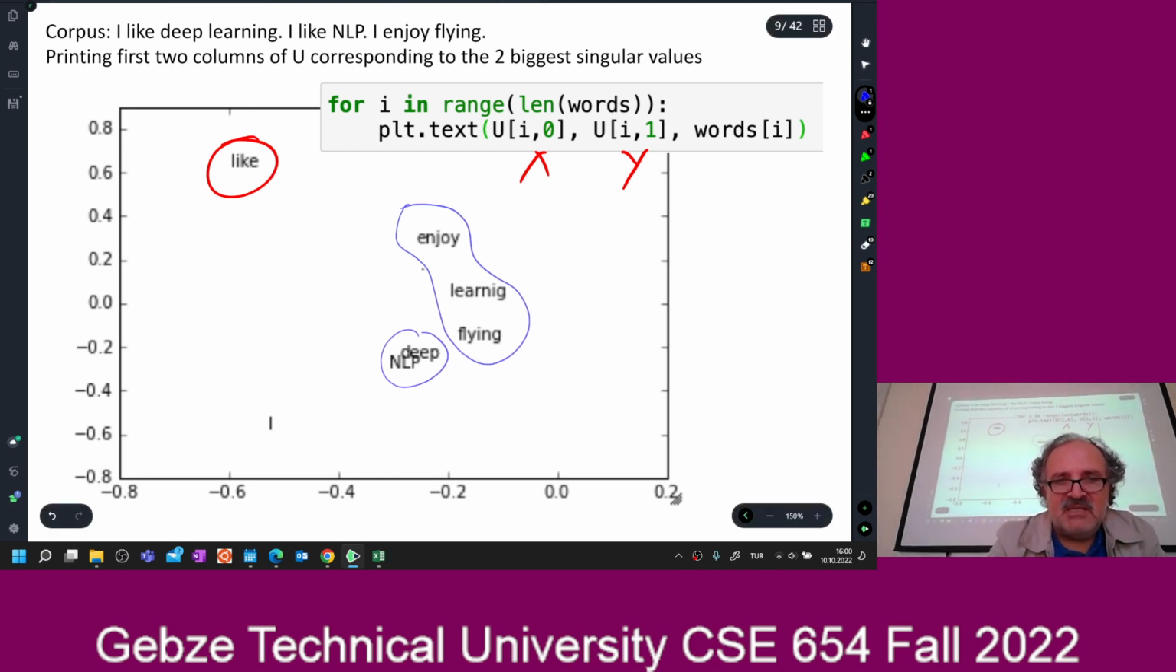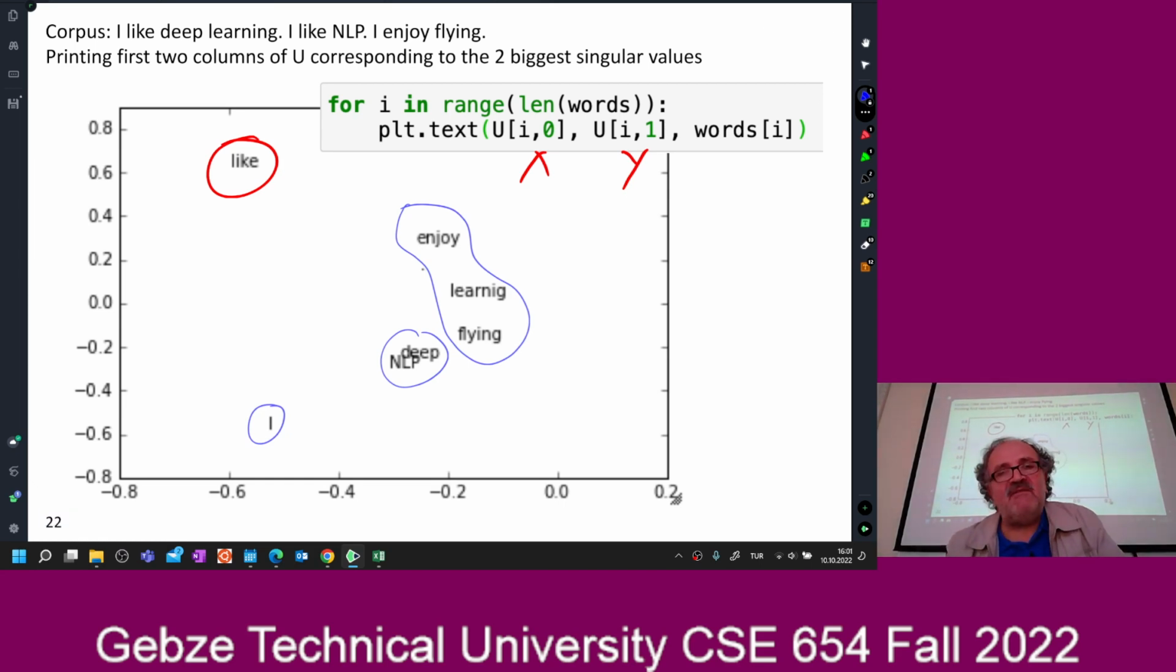Deep and NLP is here, and I is separated. It kind of makes sense. I mean, with a very, very small amount of data, they are grouping together related stuff. Okay? With this kind of small data, word2vec is not going to do anything. All the results will be random. For word2vec, you need tens of thousands of sentences at least. But for this co-occurrence matrix, small data works.